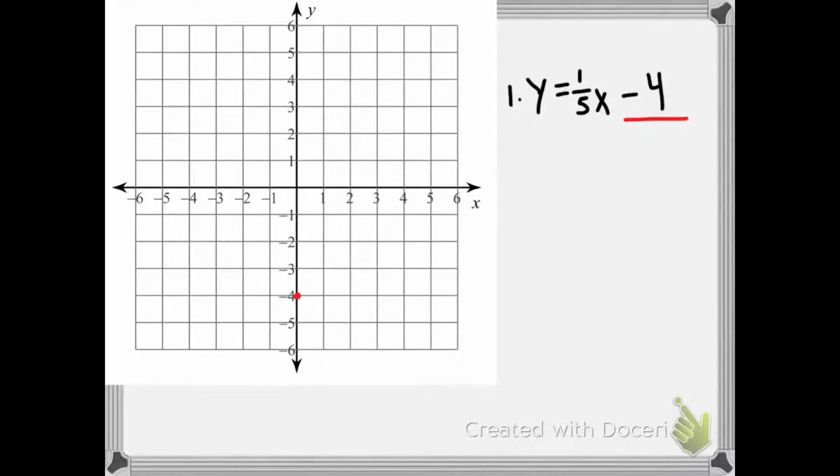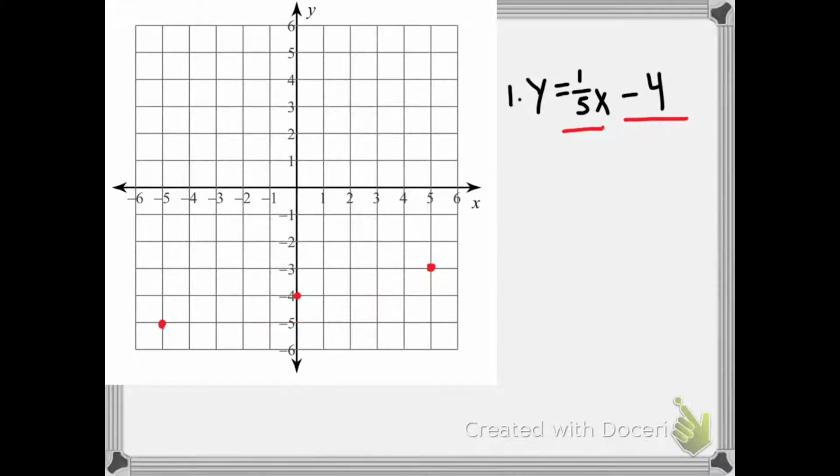And then our slope is 1/5. So since 1 is our rise, we go up 1 from our y-intercept, and then we go over 5. 1, 2, 3, 4, 5. So here's 1 point. And then what you can do is you can go down 1 starting from your y-intercept, and then you go to the left 5. 1, 2, 3, 4, 5.